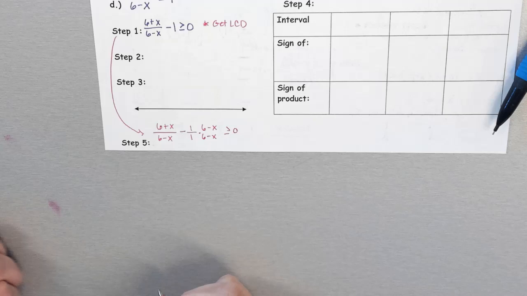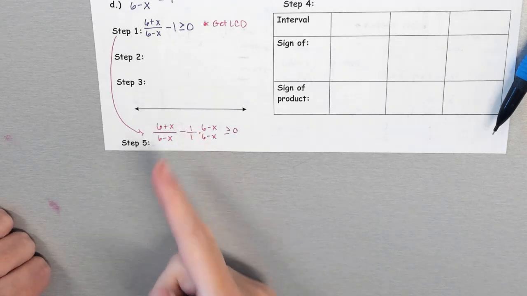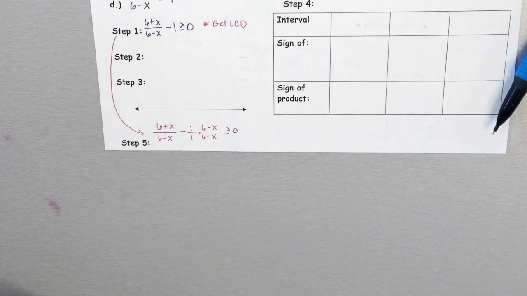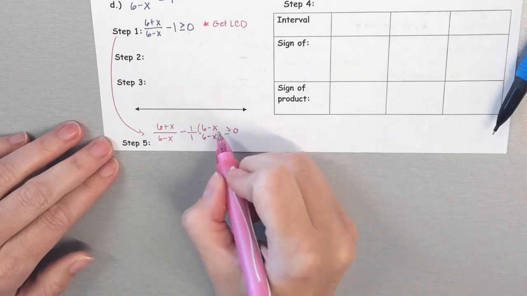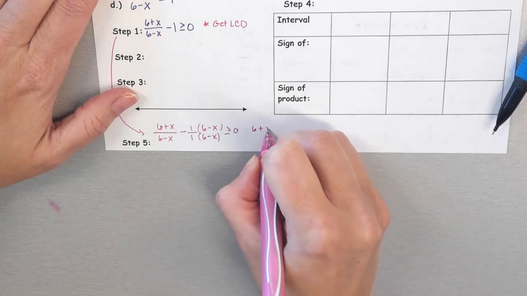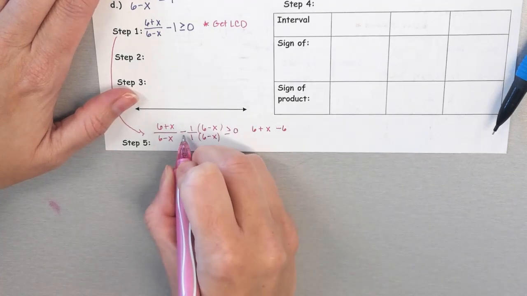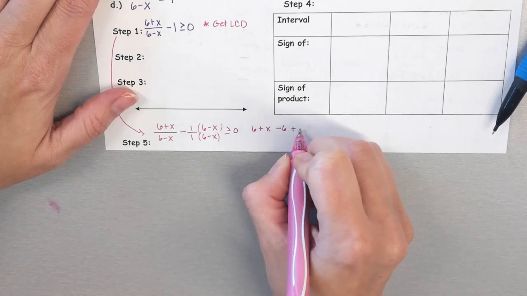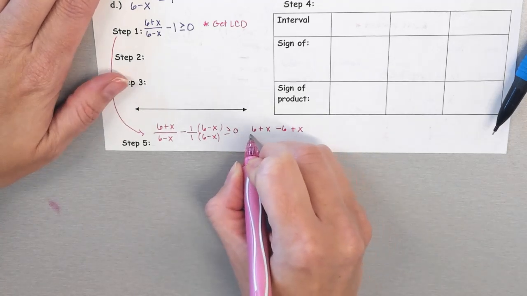Still be greater than or equal to 0. So don't forget that you're going to have to do what with that negative when you multiply it? Yep. Okay, so it's going to be 6 plus x minus 6, and then you have a negative times a negative, so it's going to be plus x on the top.